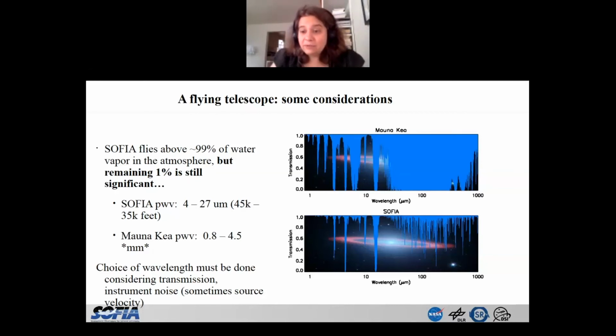And sometimes you will have to think about exactly the wavelength that you want to look at and understand the trade-off between transmission on SOFIA and the instrument noise at that specific wavelength. And sometimes source velocity matters. Velocity may be sufficient to put a line outside from a transmission window or inside it. So yes, it's high, but transmission still matters, and that's still something to think about when you're writing your proposal.